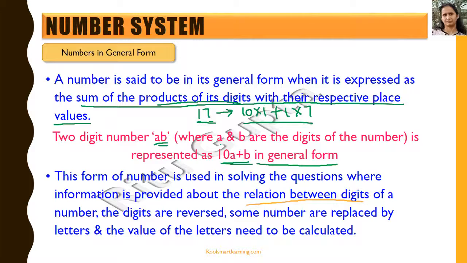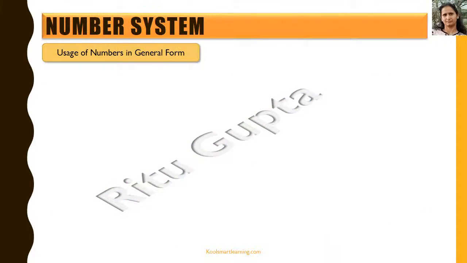Then in some cases, if digits are reversed or some digits are replaced by letters, say for example 17 is written as 1A and we need to find the value of A, so we need to find the value of the letters, that is where we need to use the general form. Now let's see some examples of usage of numbers in the general form.